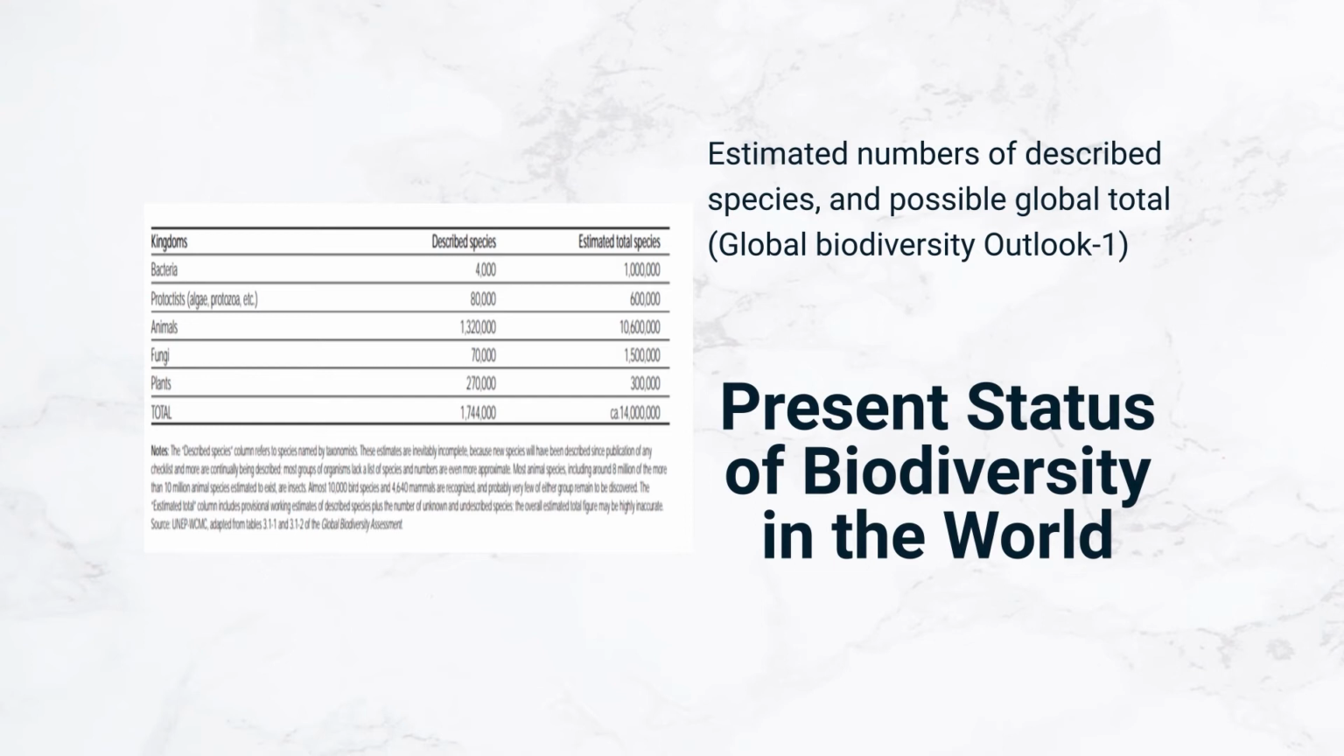You see in this table, which describes species kingdom-wise and estimated total species kingdom-wise. This is from the Global Biodiversity Assessment Report 1 and Global Environmental Outlook 1.